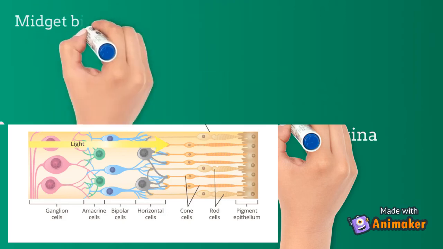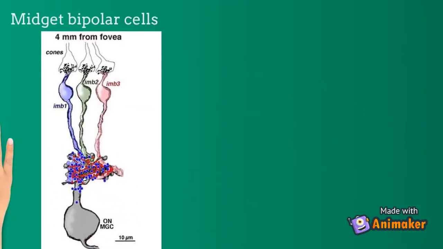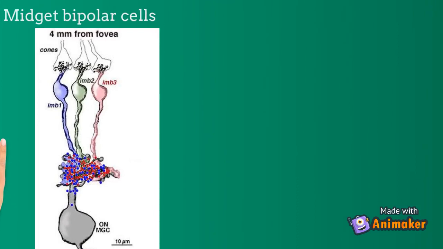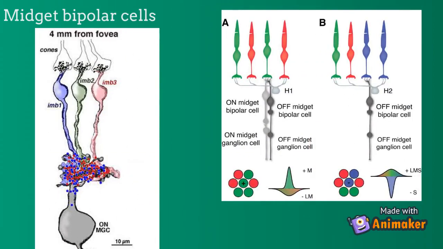Midget bipolar cells are cells that have a small soma, and their receptive field center receives input from one cone only. That is why they can only receive one signal and transmit that signal to the ganglion cell. They also have fewer dendritic trees than diffuse bipolar cells. Additionally, they are divided into two types, which are on-midget bipolar cells and off-midget bipolar cells. Both of them connect with on and off ganglion cells respectively to transmit the signal.